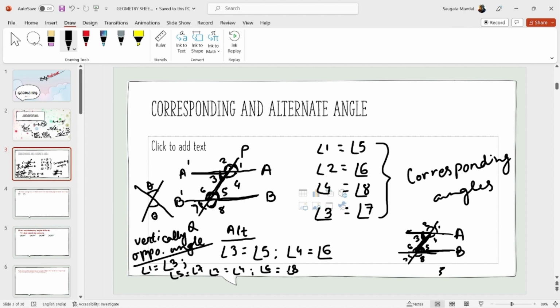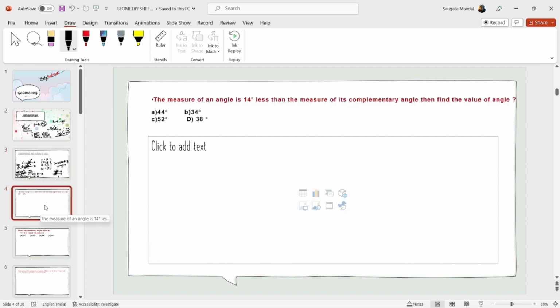In this page, we learned what corresponding angles are, what alternate angles are, and what vertically opposite angles are. Clear? Now we will move on to the next page, and in this page I will discuss some problems on the concept of complementary angle, supplementary angle, corresponding angle, alternate angle, and vertically opposite angle.